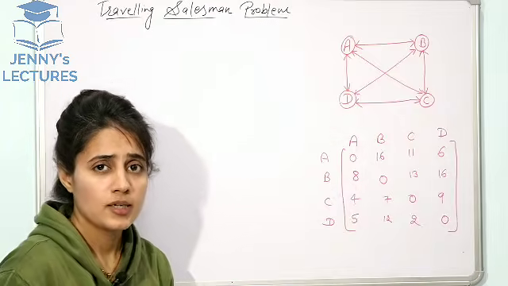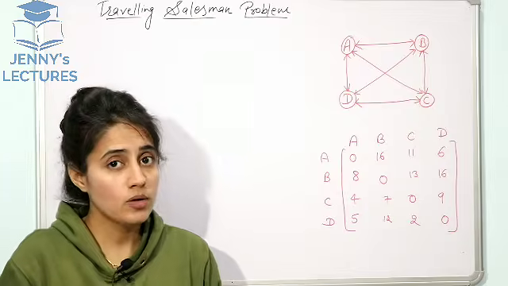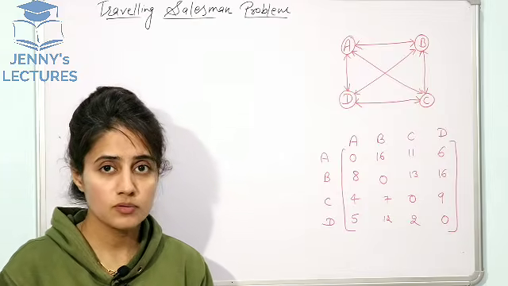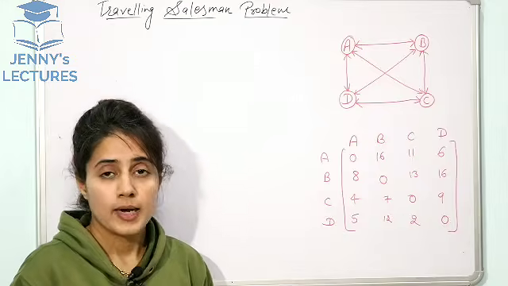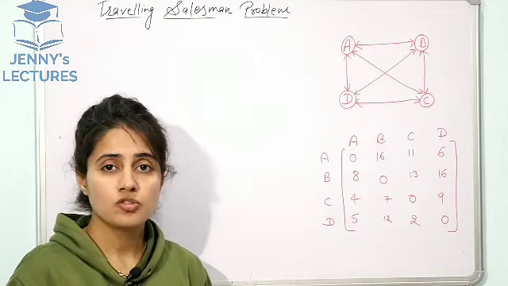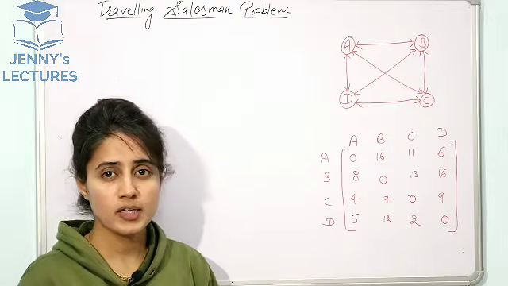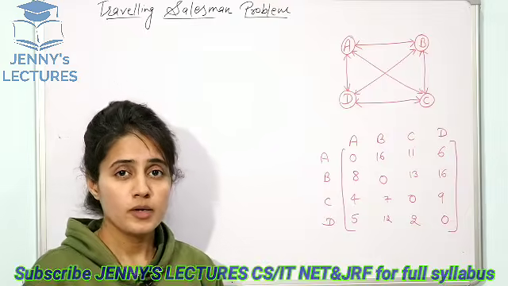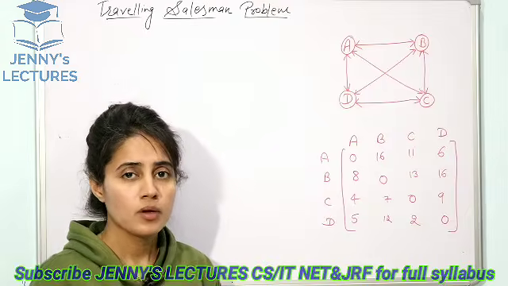Now one method is the brute force method: find all the possible paths and then select the minimum one. Or you can use dynamic programming to solve this problem. And the third method is branch and bound, in which a reduction technique is used. Probably in the next video I will discuss that technique, and today we will discuss the dynamic programming approach.